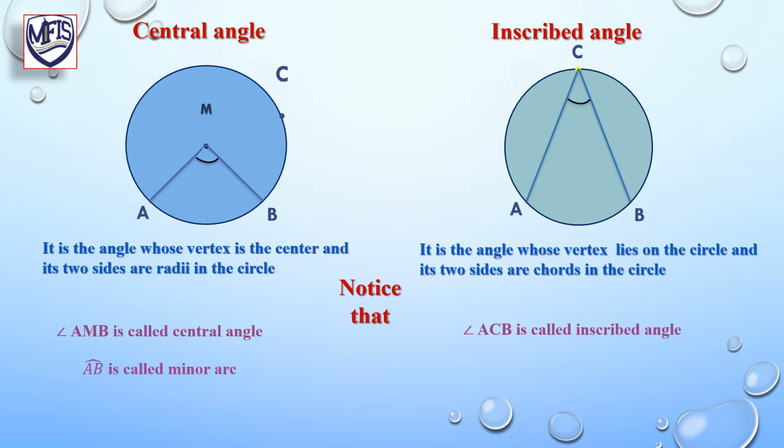Arc AB is called minor arc. Where is arc AB? Let's see. The arc. Arc means part of the circumference, a curve. This curve, arc AB, is called minor arc. And also I have another arc AB. This arc, the greatest one, the longest arc.